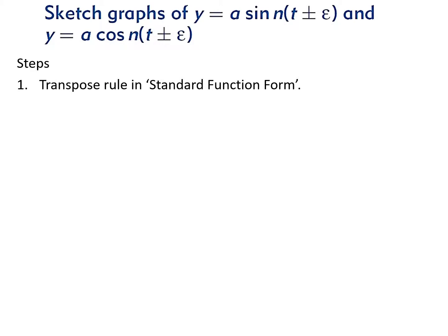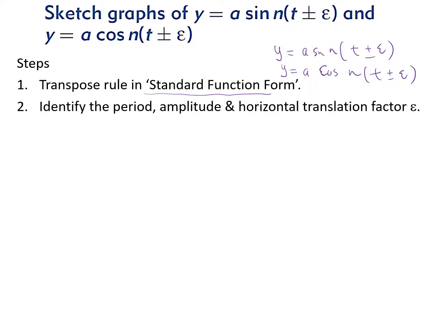Okay, let's look at the steps on how to sketch graphs that involve horizontal translations. Step 1, you need to transpose the rule into the standard function form. So this is the standard function form, a sin n(t plus epsilon). So you take out the n. Or it could be t minus epsilon depending on the question. For a cosine curve, we're looking at a cos, take out the factor n, t either plus or minus the epsilon. That's the standard function form. Then the second part, step 2, you identify the period, the amplitude, and the horizontal translation factor, the epsilon.